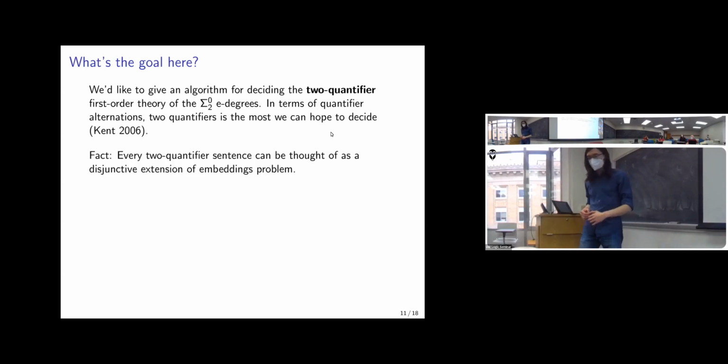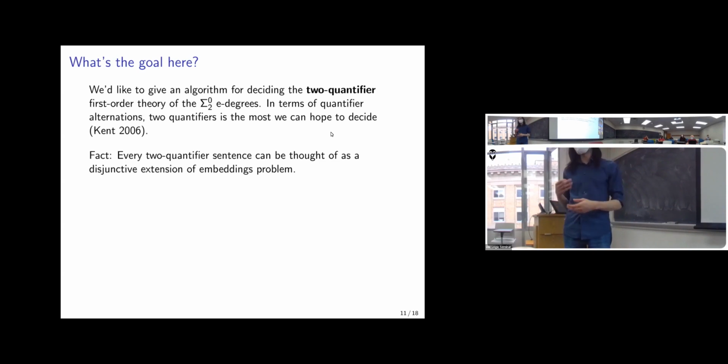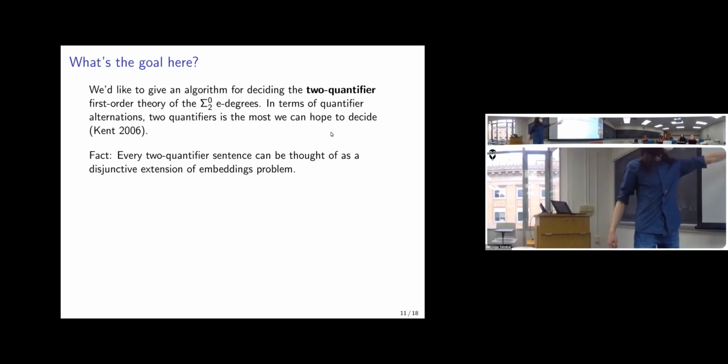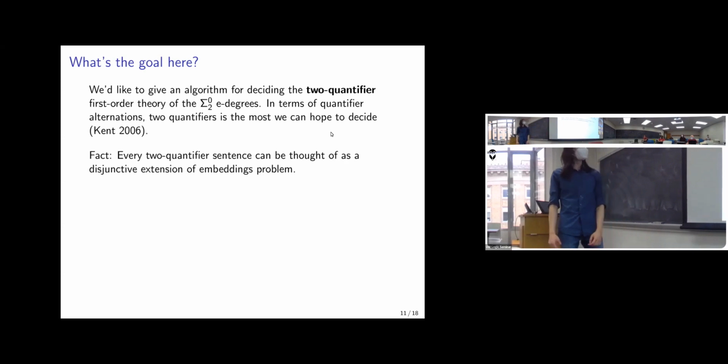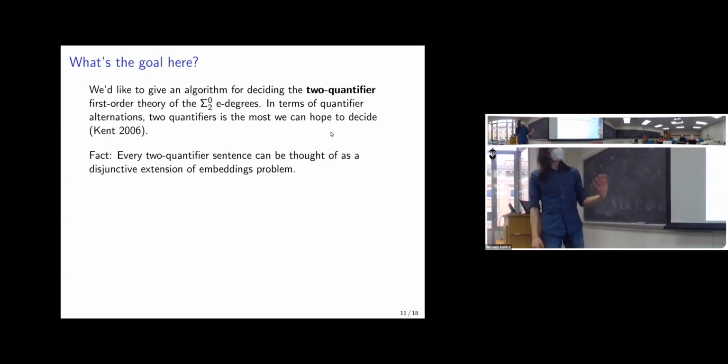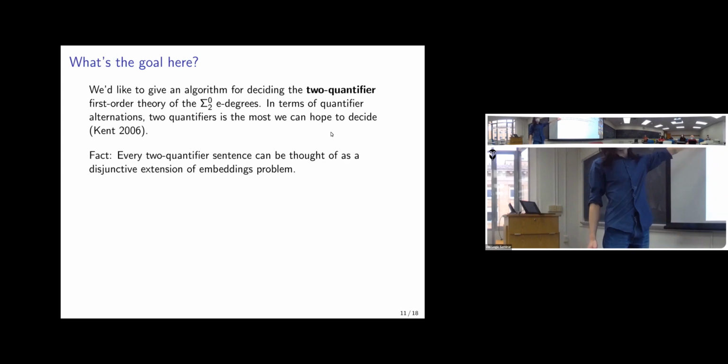Now, what does this have to do with extensions of embeddings? Well, if you give me any 2 quantifier sentence, I can reformulate it as an extension of embeddings problem, and I mean it in a more general sense of having possibly disjunction, like the disjunctions that appeared in our theorem. Therefore, equivalently, we want to find an algorithm to decide each of these extensions of embeddings problems, whether they can be achieved or not. So this is the overall goal.